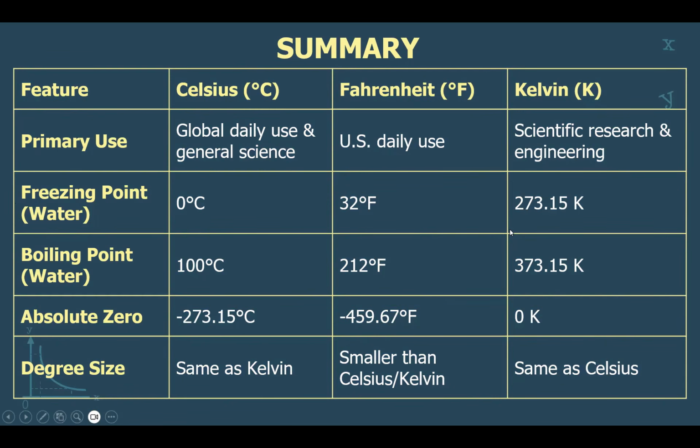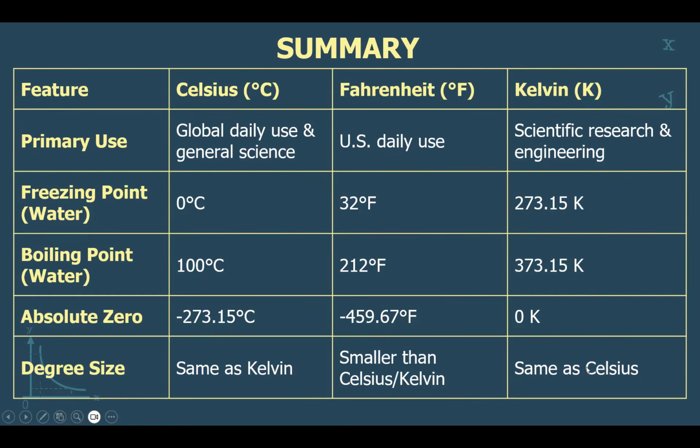Looking at the freezing point and the boiling point, 100 degrees Celsius is the boiling point of water in Celsius, and its freezing point is 0 degrees Celsius. And in Kelvin, the boiling point is 373.15 Kelvin, and the freezing point is 273.15 Kelvin. As you can see here on the last row, it is stated that the degree size of the Celsius is the same as the Kelvin, and similarly, the Kelvin's degree size is the same as the Celsius.